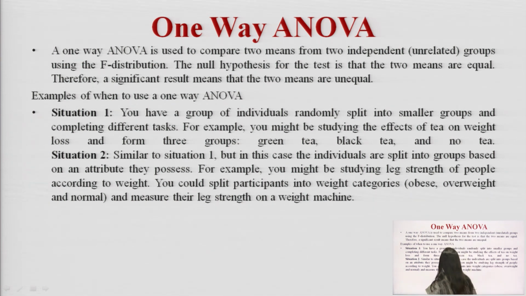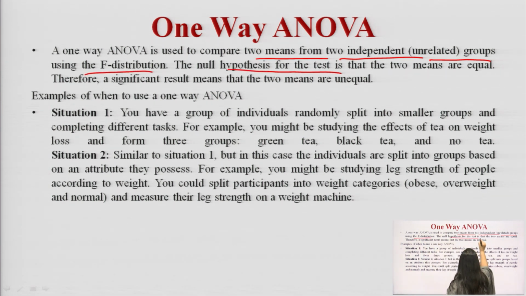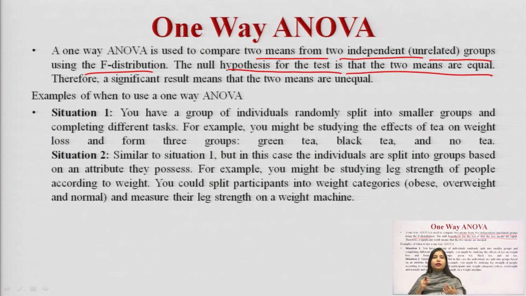One-way ANOVA basically compares the means from two independent or unrelated groups, and in this we use the F distribution. The null hypothesis for the test is that the means are equal. Suppose, as in the previous example, the doctor gives three different treatments, and the results of all three treatments are the same, then what does it mean? That our null hypothesis is accepted.